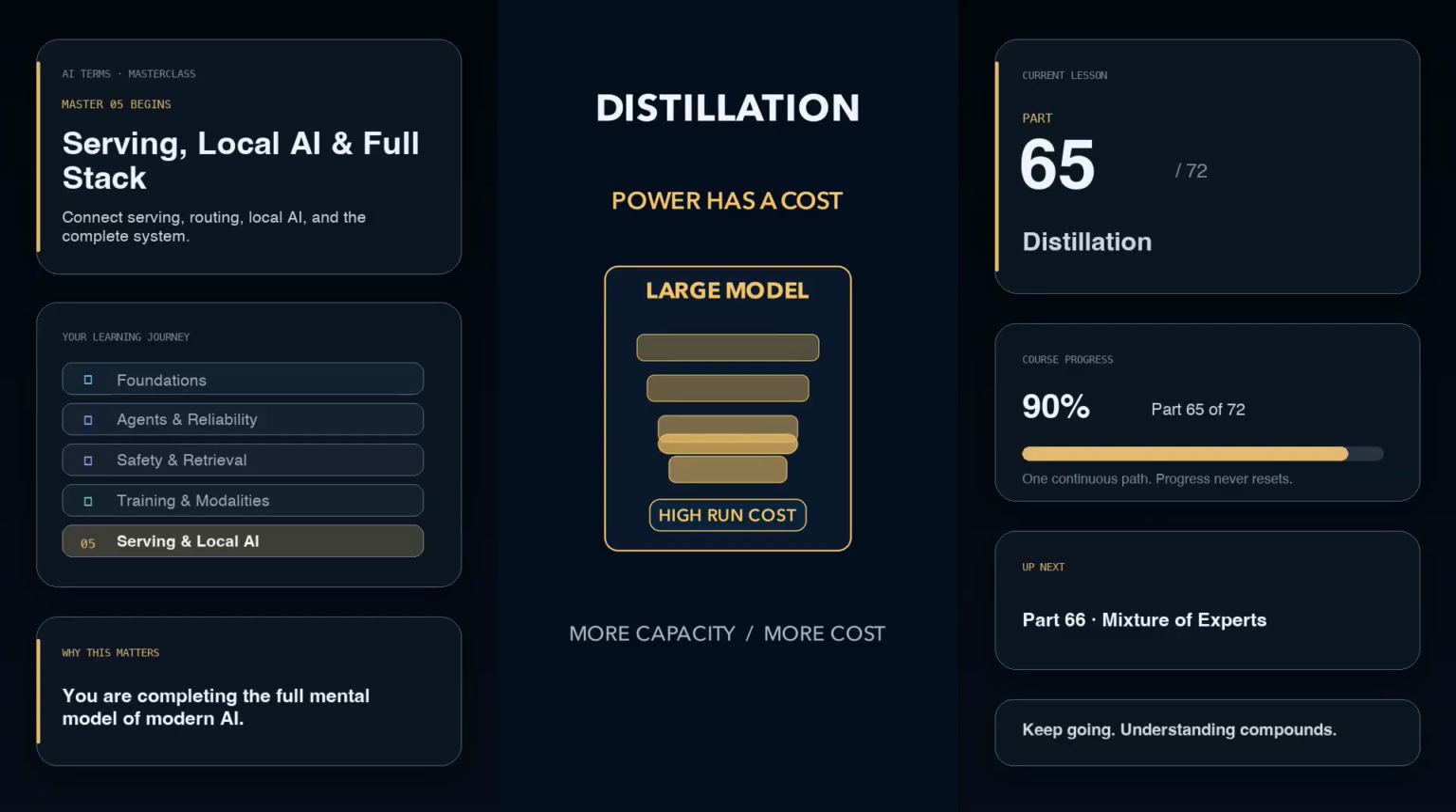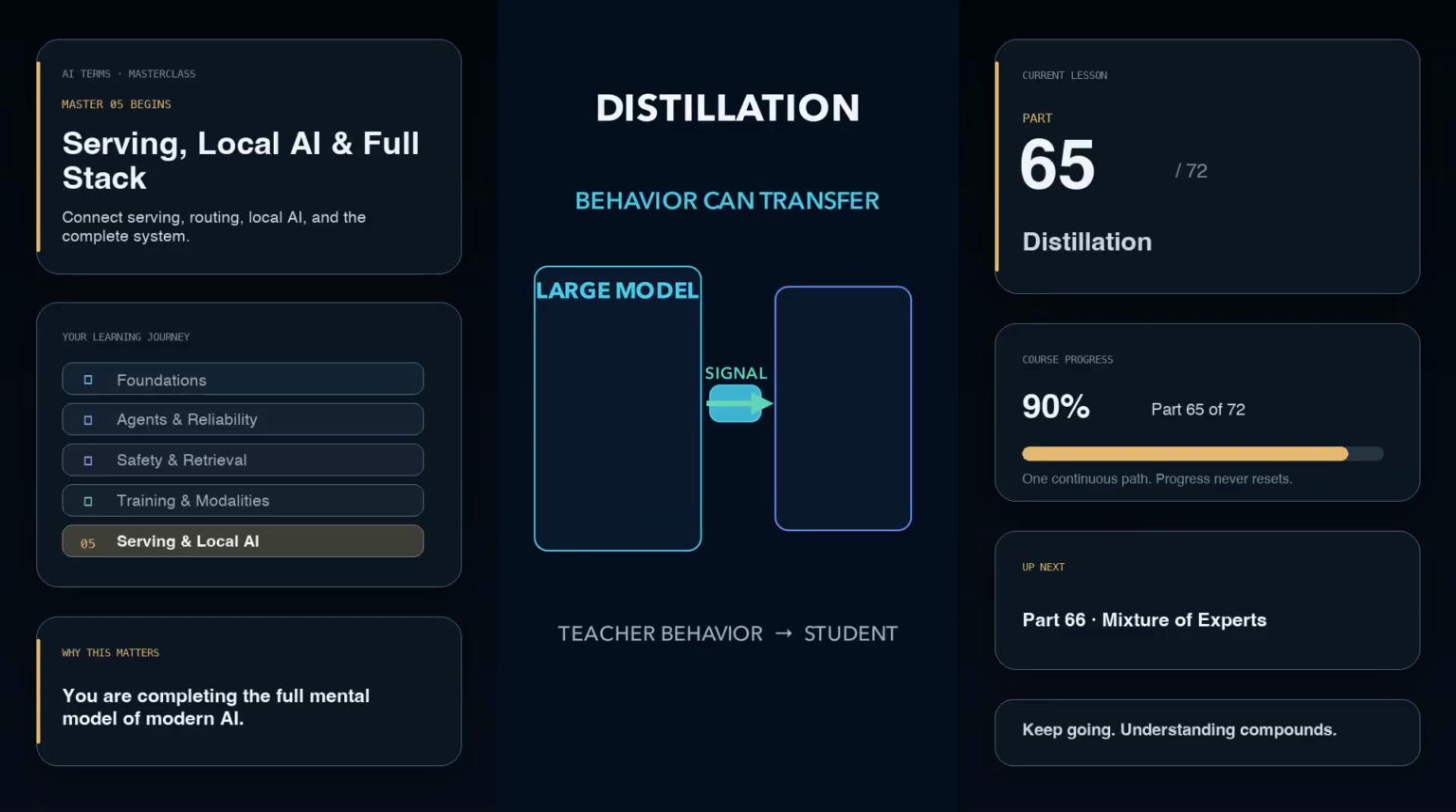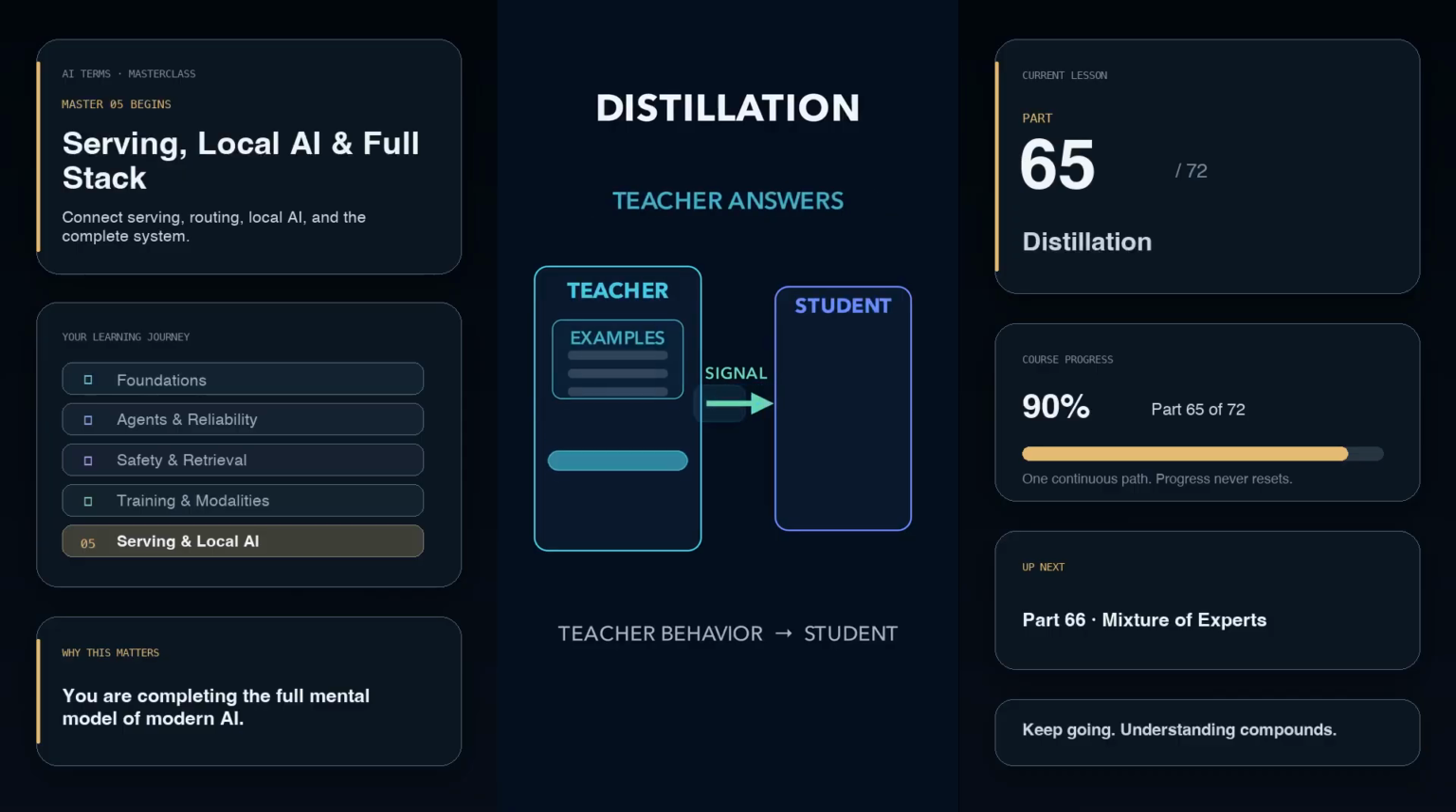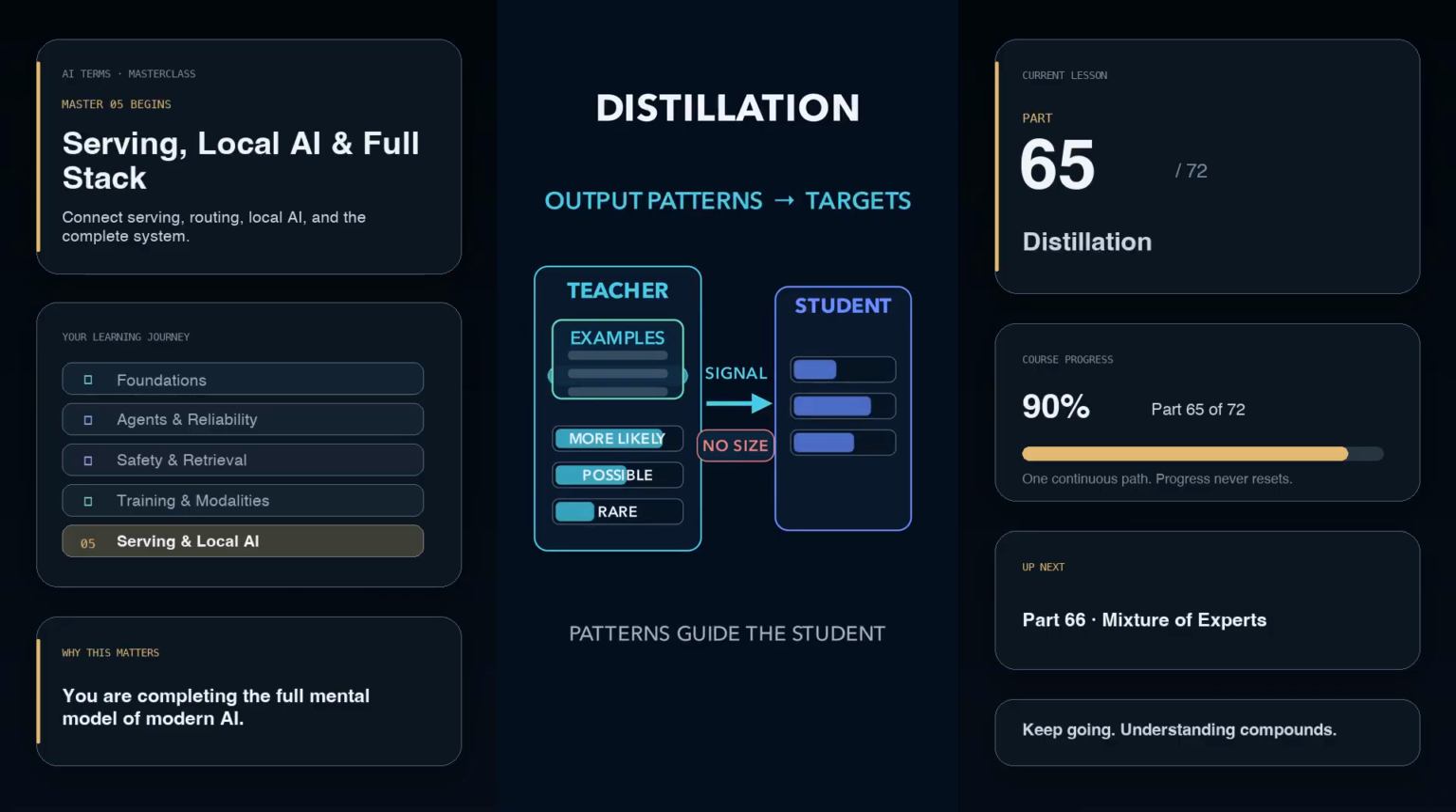Big models can be powerful, but they can also be expensive to run. Distillation transfers useful behavior from a large teacher model into a smaller student model. The teacher answers many examples. Instead of copying its size, the student learns from the teacher's output patterns. Those patterns show which answer is more likely and how confident the teacher is.